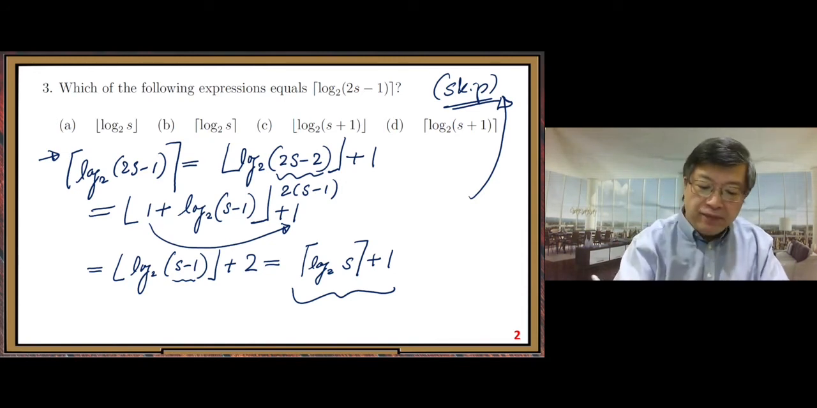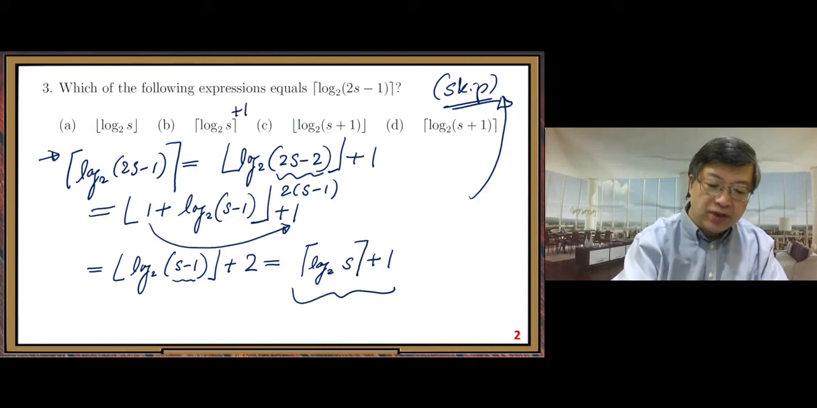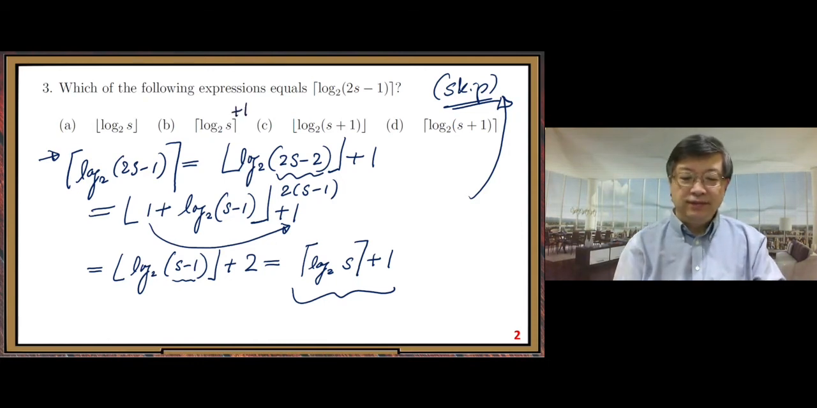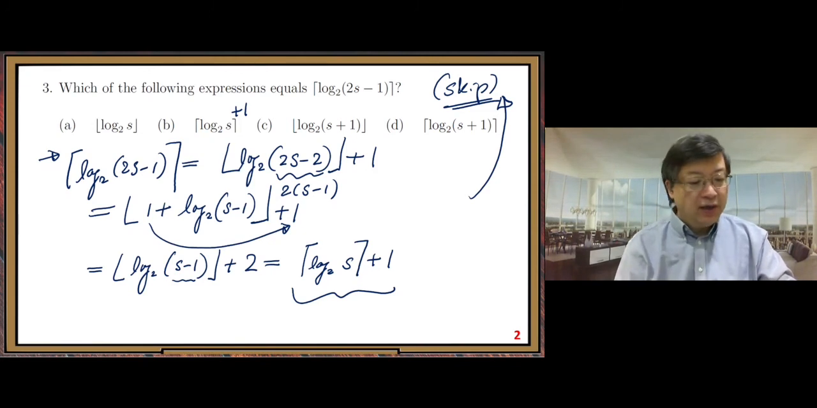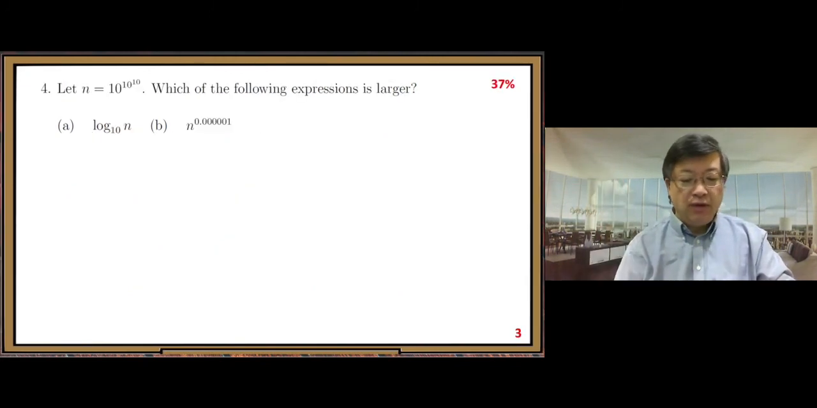So the next time I need to give the option, this one plus 1. How about that? Yeah, something like that. So then you can do it. Other students, they can do it. All right. Next question, number 4.